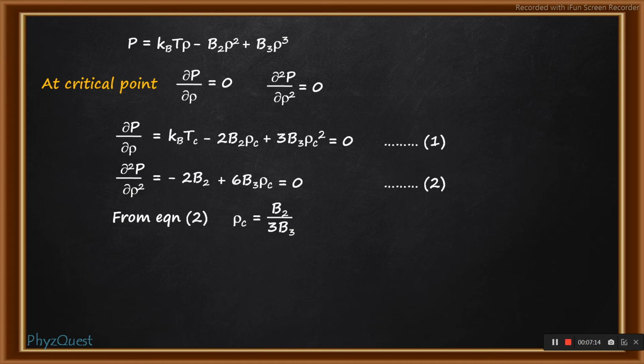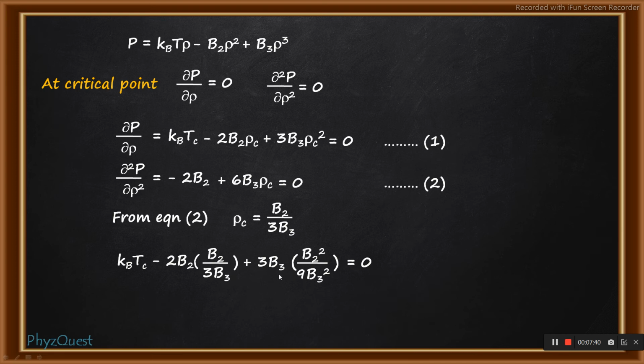Now if we put this value of rho c in equation 1, we will get kBTc is minus 2b2 into b2 divided by 3b3 plus 3b3 into b2 square by 9b3 square is equal to 0. See, now apart from this term, all the terms involve the constants b2 and b3. So we can directly write down the value of kBTc, upon the final calculation, as b2 square divided by 3b3. So we have got the value of rho c and kBTc.